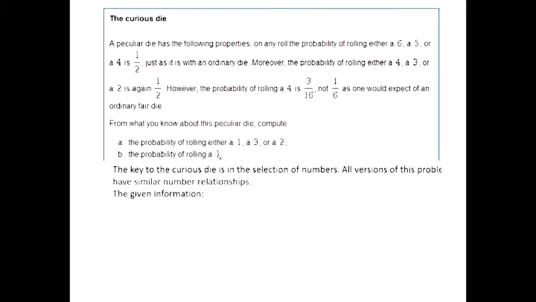Okay? Your given information is that the probability of a 6, a 5, or a 4 is 1/2. The probability of 4, 3, or 2 is 1/2. And the probability of a 4 is 3/16. So these are our 3 bits of given information, and they come from the problem right up here.